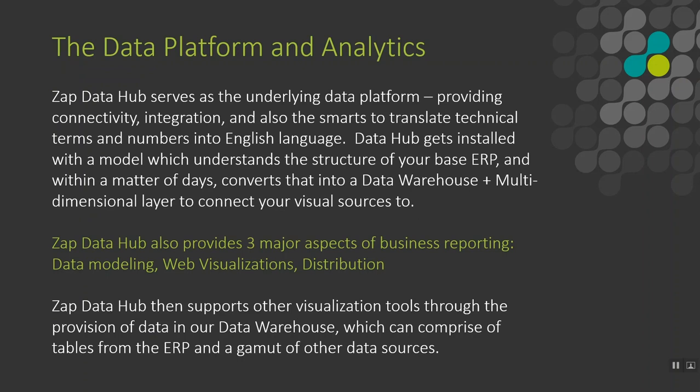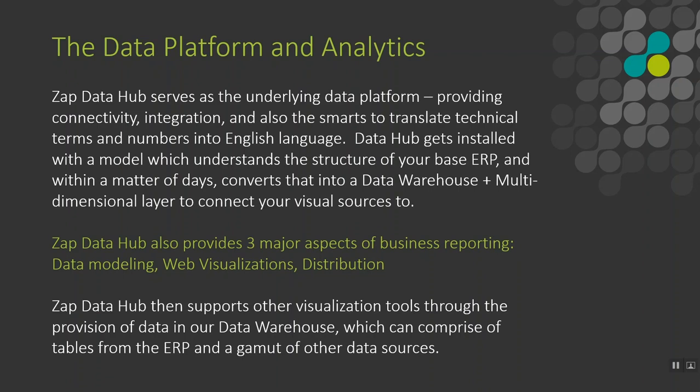Let's first start with the data platform and analytics. Zap Data Hub serves as the underlying data platform. It provides the connectivity, the integration, and also the smarts to translate technical terms and numbers into English language. What that means for us is that we worry less about technical field names and numeric codes, as these get translated into English meanings and captions. Data Hub gets installed with a model which understands the structure of your base ERP, and just within a matter of days, converts that into a data warehouse and multi-dimensional layer to connect your visual sources to.